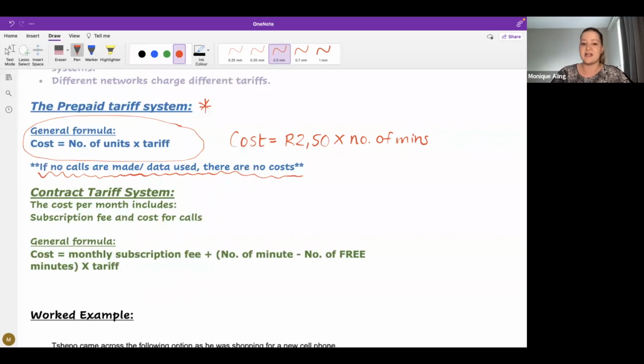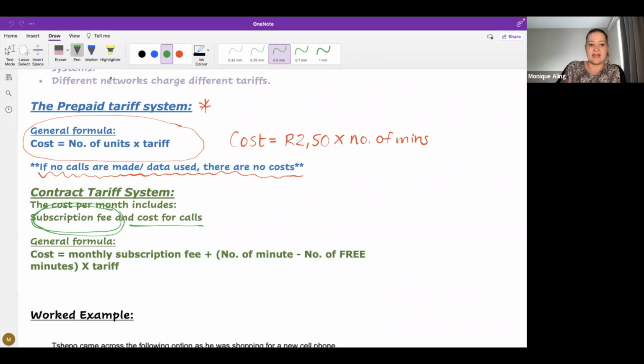So our general formula is just the cost times how many minutes. Then we've got a contract tariff system. A contract normally includes a monthly fee or a subscription fee, something that you pay up front for the month, and then the cost for all your calls and your data and whatnot. Because generally with a contract, you're also paying off a phone at the same time. So you're paying off the cost of a phone over 2 years. So the general formula looks slightly different.